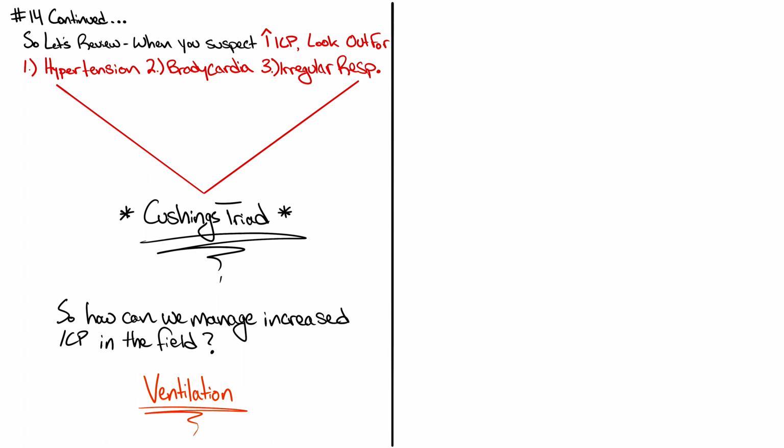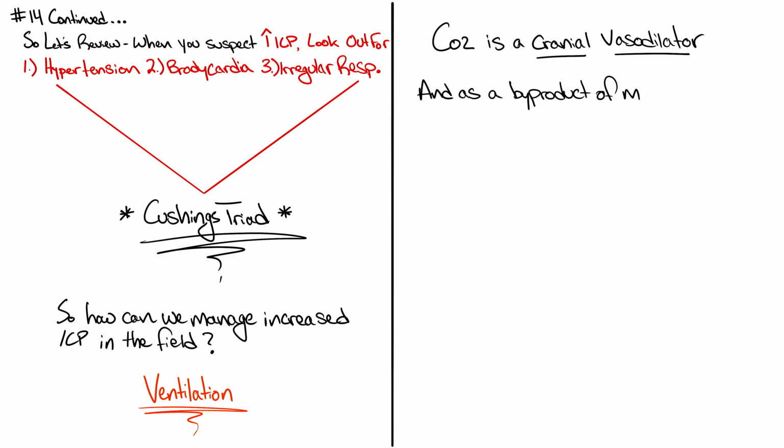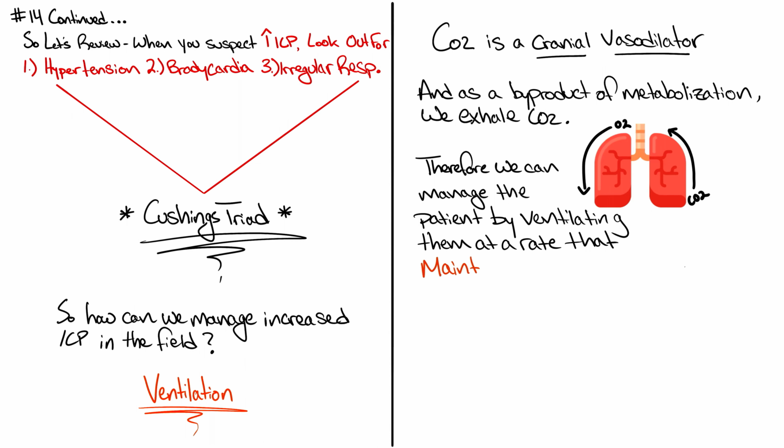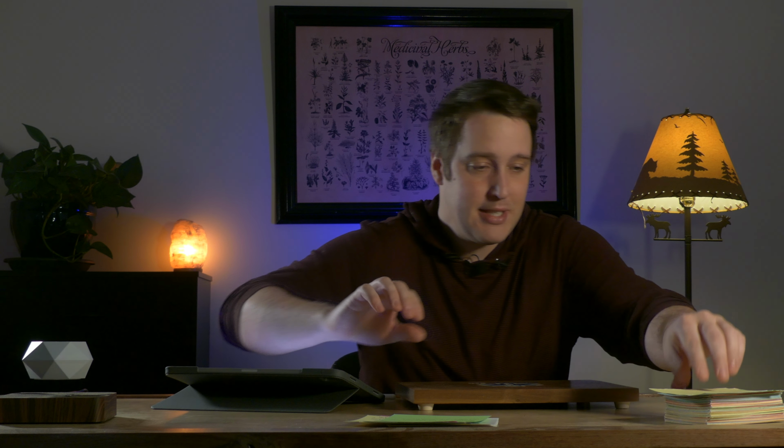Well, the answer here is going to lie within our ventilation. We know from episode 1 that CO2 is a cranial vasodilator. As a byproduct of metabolization, we exhale CO2. Therefore, we can manage the ICP patient by ventilating them at a rate that maintains an end tidal CO2 of 30 to 35. Alright, moving on to question 15.